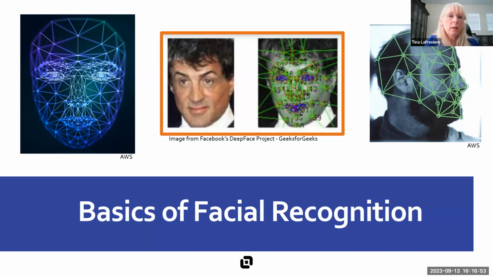The graphic in the orange box shows a photo of Sylvester Stallone that has gone through facial recognition mapping. Look at the concentration of points around the eyes, nose, and mouth. The image sharpness is not perfect, but you can clearly see the shape of these features.